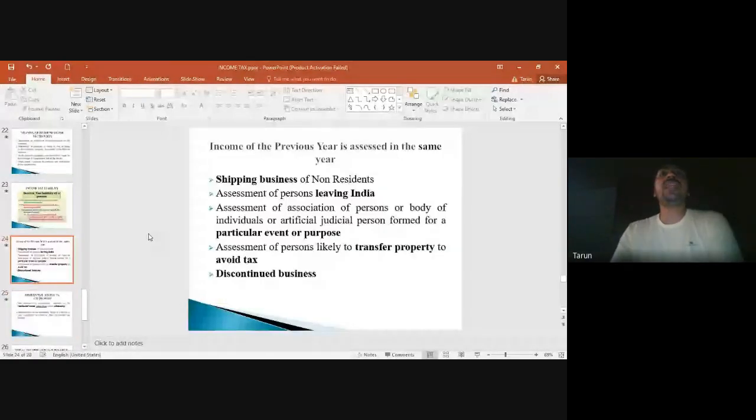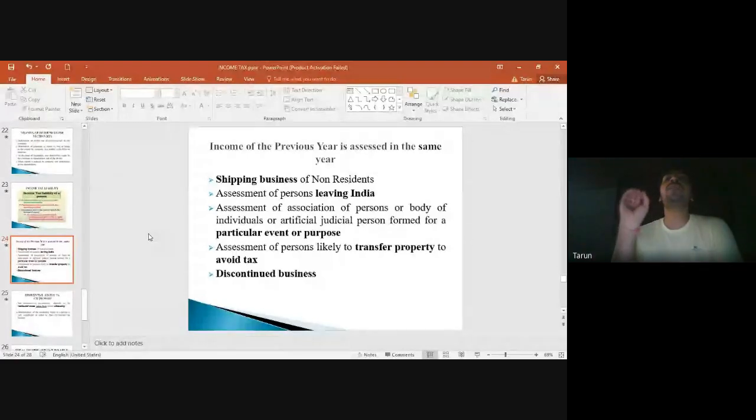The next one is income of the business of the previous year is assessed in the same year. As I told, there are various sources and categories whose income of the previous year is also assessed in the same year, and these are the particular categories. Shipping business of non-residents. So, if any income is earned from the shipping business of non-residents during any previous years, their income will be calculated in that particular year only, right?